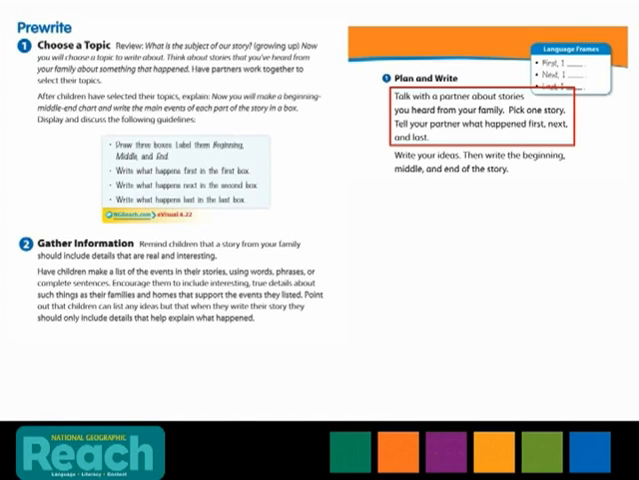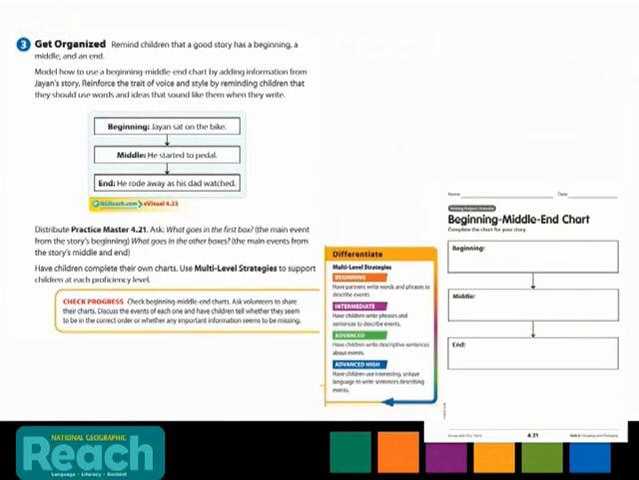Next, students will begin the pre-writing process by choosing a topic and gathering information about the topic. Then, students will organize their thoughts by using the practice master provided. Again, multi-level strategies are provided to help support students at all proficiency levels.